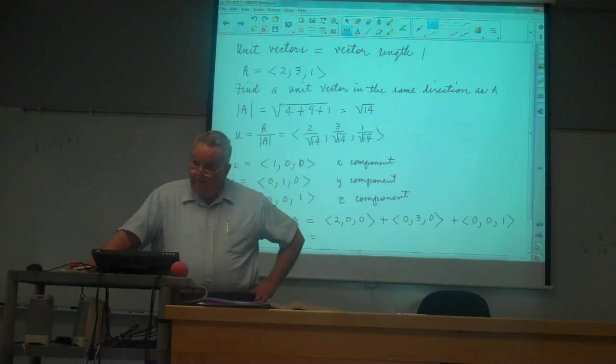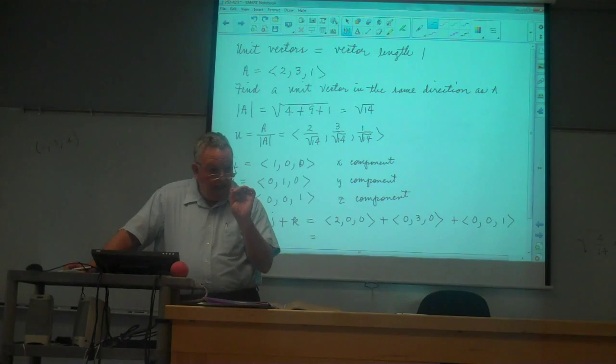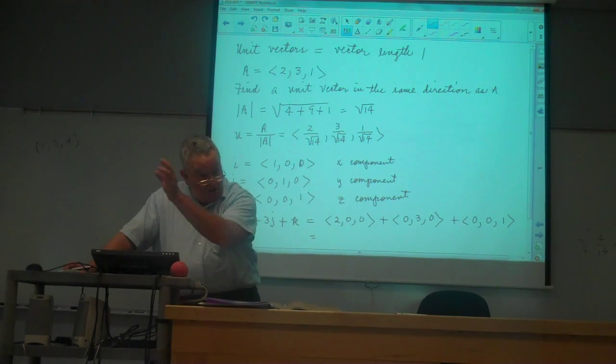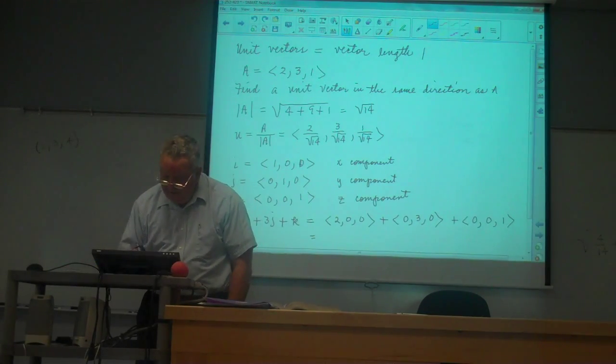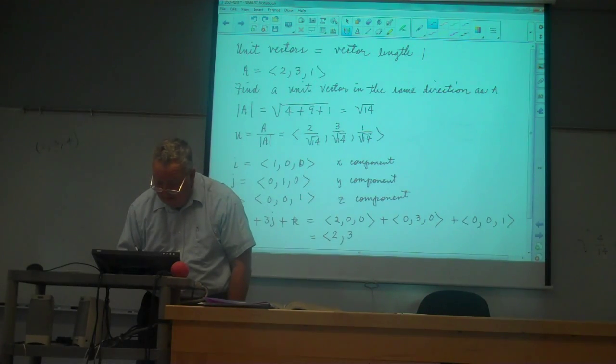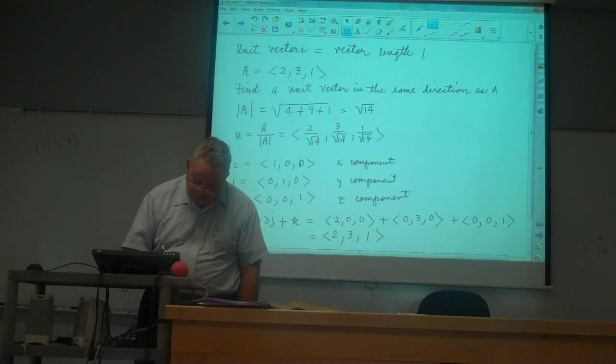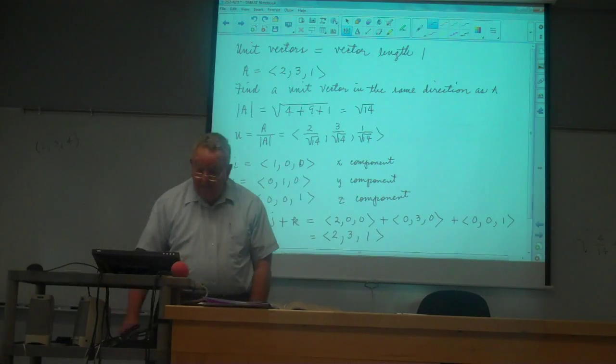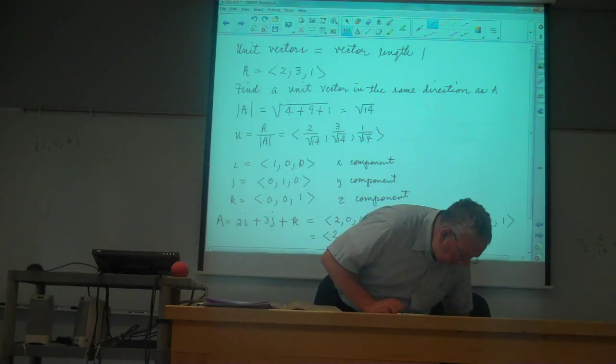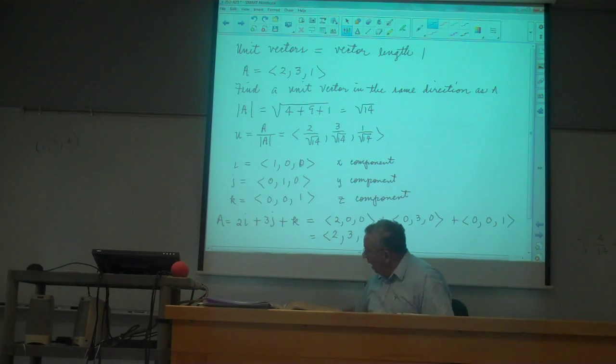And how do you add vectors? Come on. One vector at a time. Yeah, how about we say one component at a time? Don't you add all the first components and all the second components and all the third components? Isn't that right? So isn't this 2 plus 0 plus 0, which is 2, and then 0 plus 3 plus 0 is 3, and 0 plus 0 plus 1 is 1. And I'm telling you that that's our vector A, and that this is another way of writing the vector A.